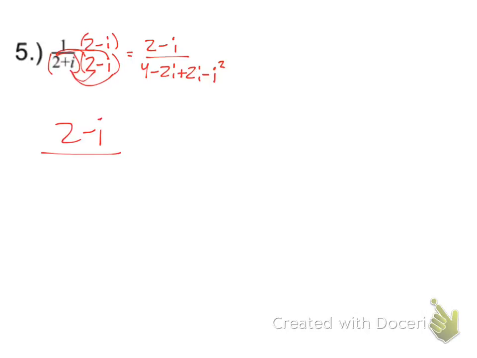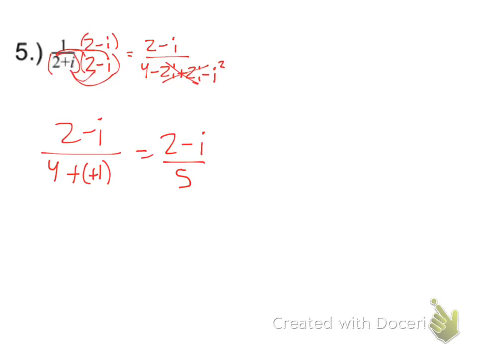But the bottom, the middles will cancel again, positive 2I and a negative 2I. You get 4 minus I squared becomes a negative 1. And when you subtract a negative, you are adding, so you get 2 minus I all over 5.